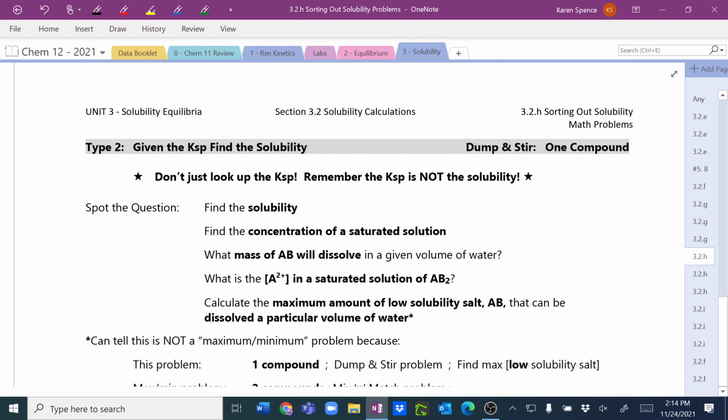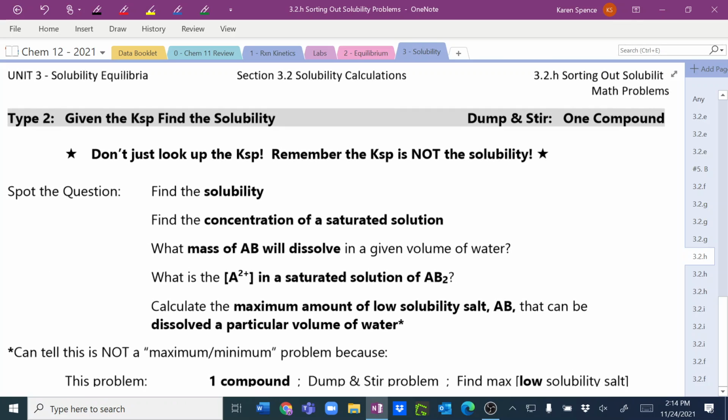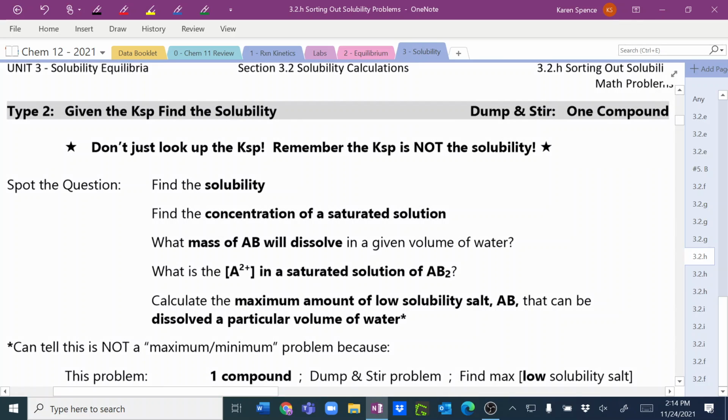Type 2. This is the reverse. Given the Ksp, find the solubility. And the only tricky thing to remember here is don't just look up the Ksp and say, oh, that's my solubility, especially in the multiple choice. That's a tempting thing to do because is Ksp solubility? No. You need to use Ksp to find the solubility.